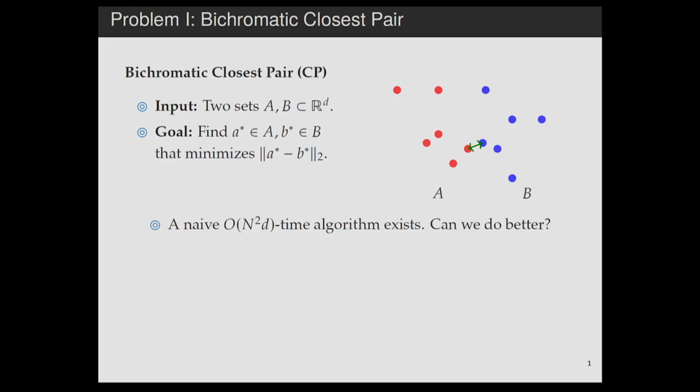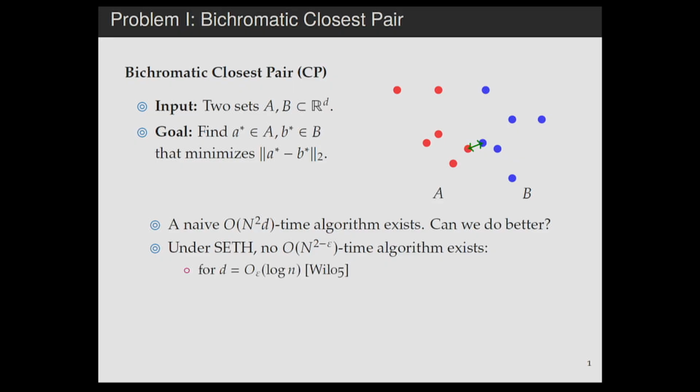Obviously, you can do it in n squared times d time, where you just enumerate all pairs, compute their distance, and pick the minimum. And the question is, of course, whether you can do better. It turns out that if you assume the strong exponential time hypothesis, SETH, then you cannot solve the problem in n to the 2 minus delta time for any constant delta.